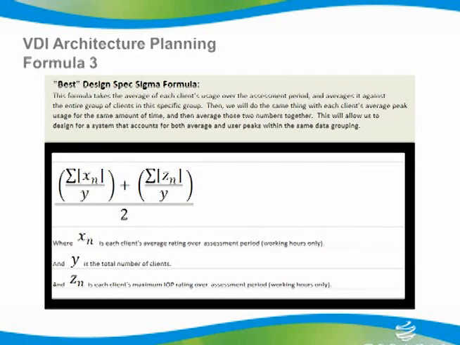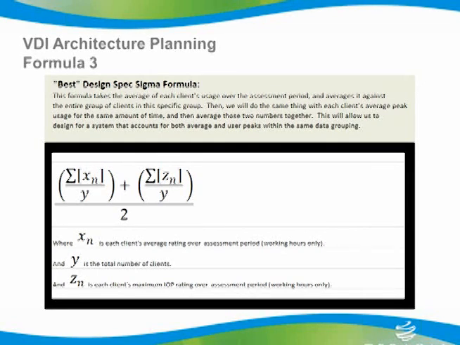So in this formula, sigma of x to the n is each client's average rating over the assessment period during working hours only. Y is the total number of clients. We're going to add that to sigma z to the n, where z to the n is each client's maximum IOP rating or CPU rating or whatever rating it is that you want to use over the assessment period during working hours only. And then we divide that by 2 to find out the average of the two numbers.